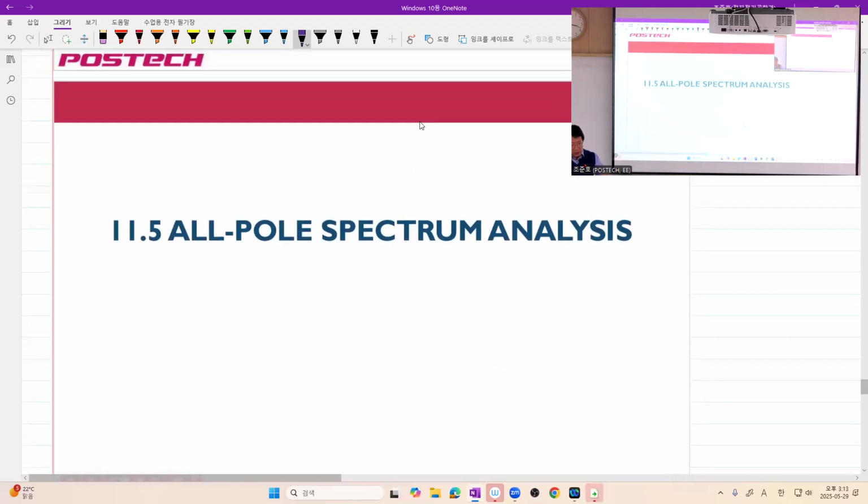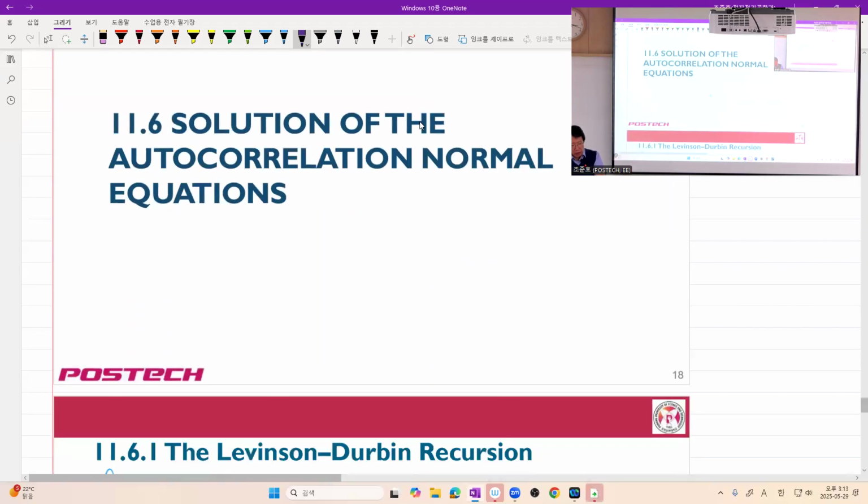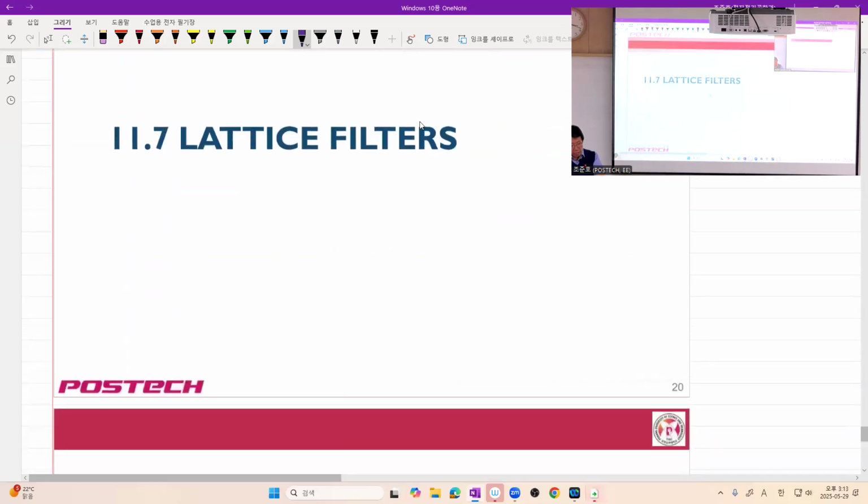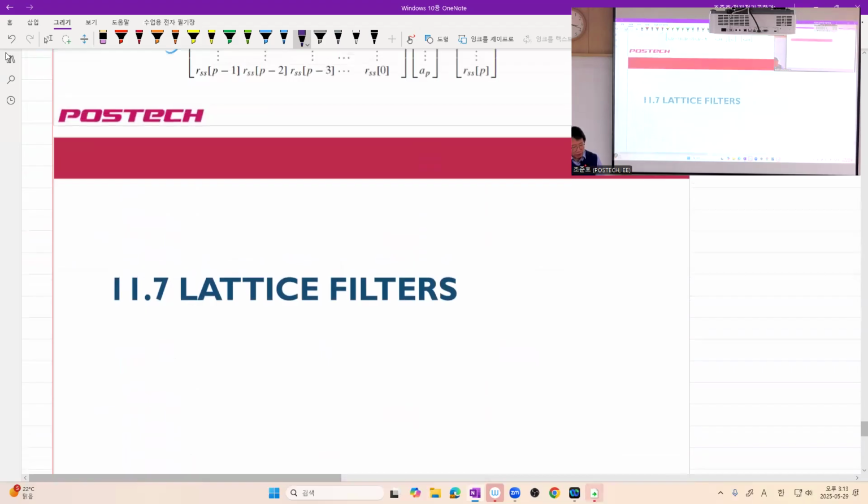It could be applied to the all-pole model for spectrum analysis. So I guarantee that you will see this all-pole model approach again in the graduate spectrum estimation or analysis course. And also a lot of autocorrelation related stuff. Lattice filters, well, I'm not going to cover it.